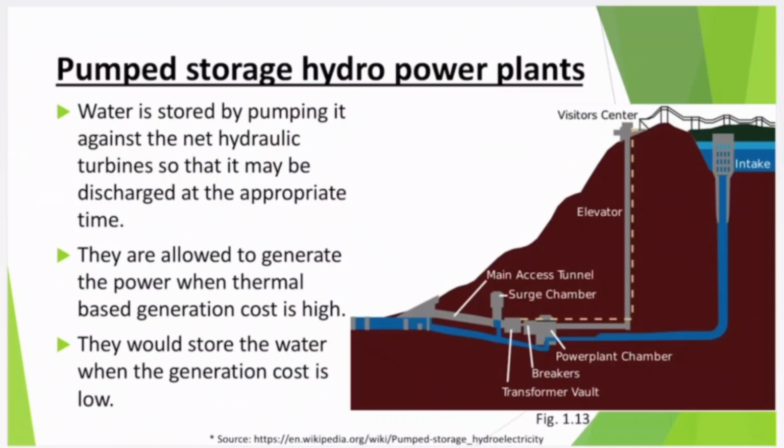Now, this is one interesting thing, that is pump storage hydropower plants. Similar to the cogeneration power plant, this power plant is also interesting. What is a cogeneration power plant? Cogeneration power plants are nothing but thermal power plants, but they also produce some additional steam along with electricity. Similarly, the pump storage hydropower plant is nothing but a hydropower plant with some additional features.